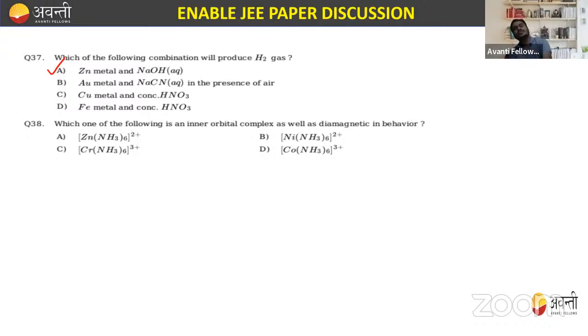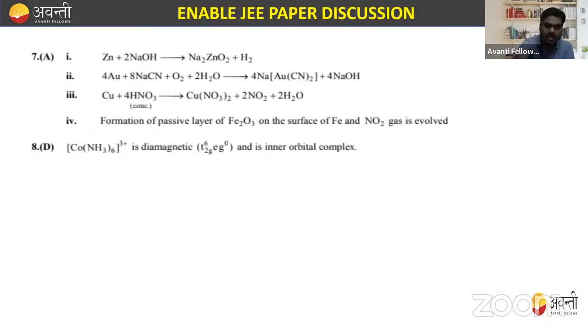So which of the following combinations will produce hydrogen gas, beta? That is zinc metal with NaOH. We can see here also, right? When NaOH reacts with zinc, what is formed? This is called, beta, sodium zincate. We normally denote it as Na2ZnO2. Okay, so this is the sodium zincate, right?